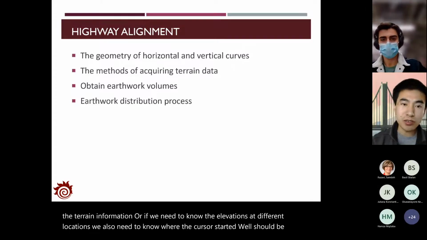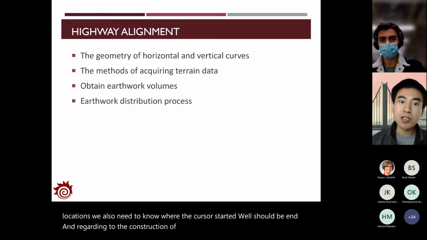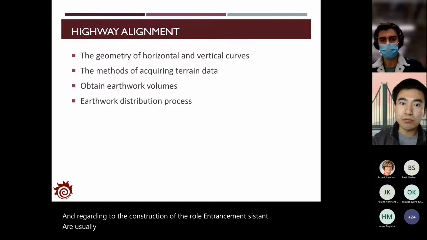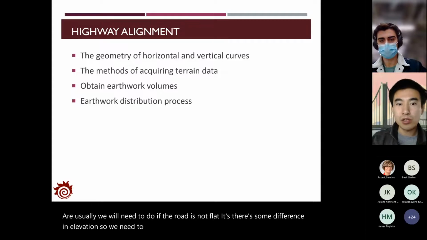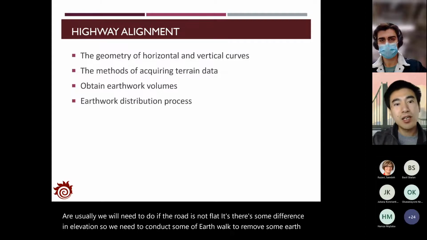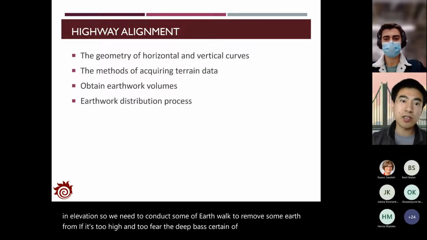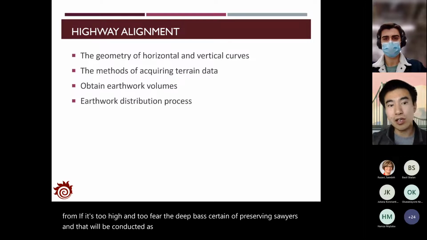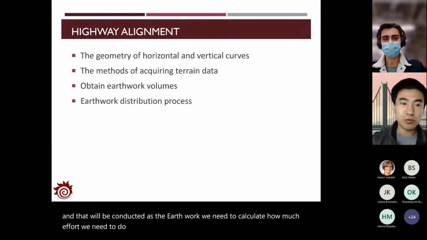Regarding the construction of the road in the transportation system, if the road is not flat and there are differences in elevation, we need to conduct some earthwork: remove earth where it's too high, and fill the low areas with soil. That is conducted as earthwork. We need to calculate how much effort is needed to complete this earthwork.